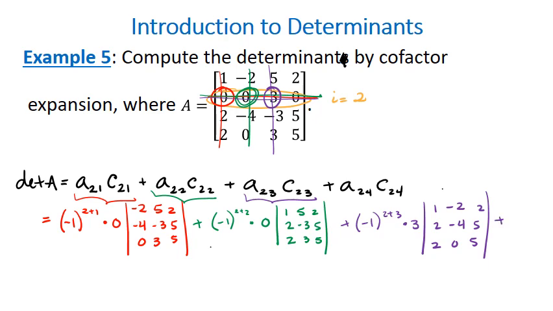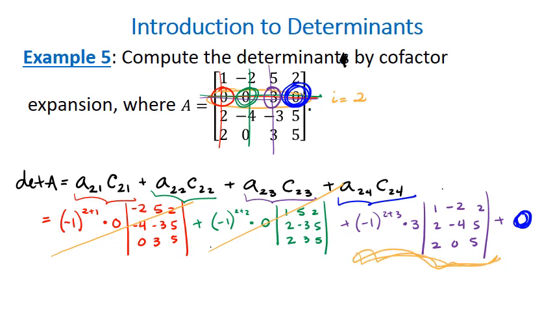But now when I go to my last entry, this is also a 0. And remember, anything times 0 is 0. So I'm not even going to bother writing that down. And you may see that this is 0 and this is 0. So this is really the only piece we're focusing on. Okay, well, this is a -1 times 3 times the determinant of this. So since this is a 3x3 matrix, we get to do it again.